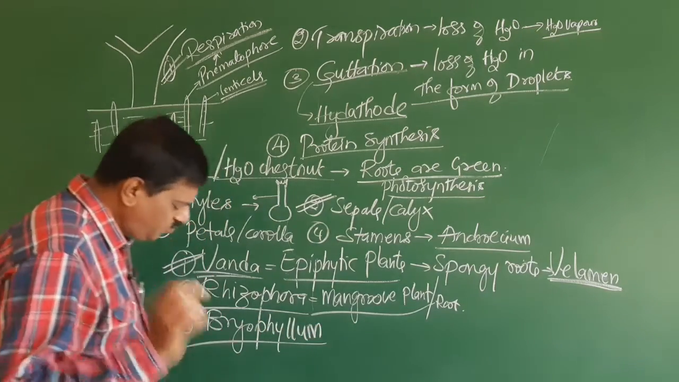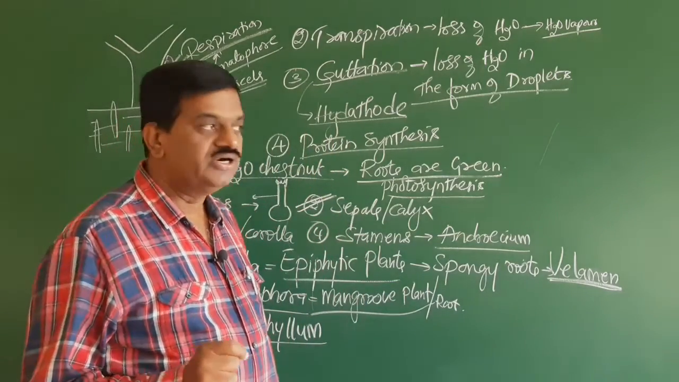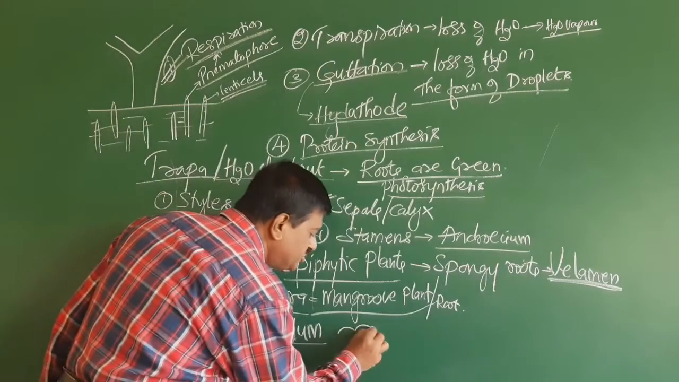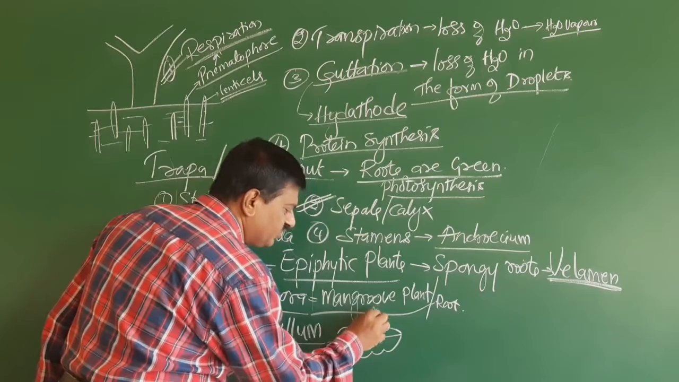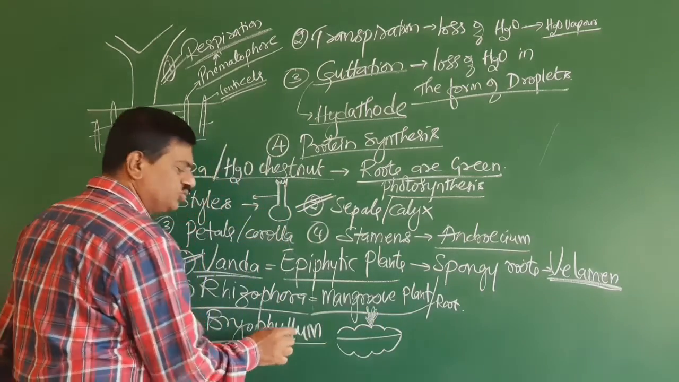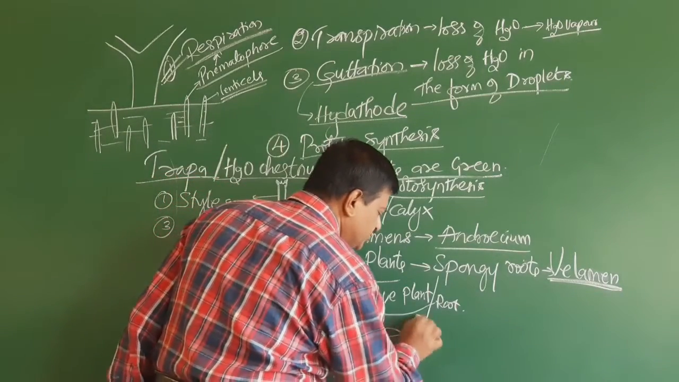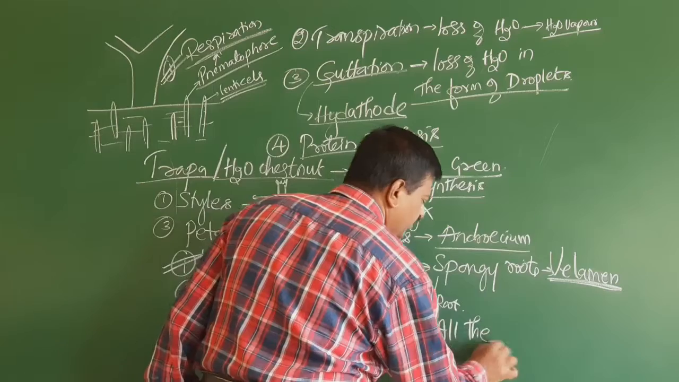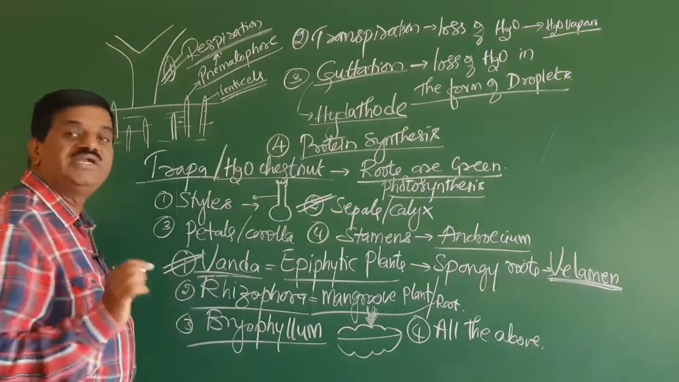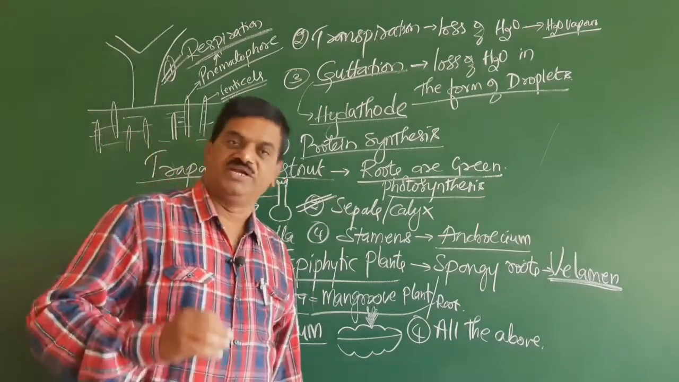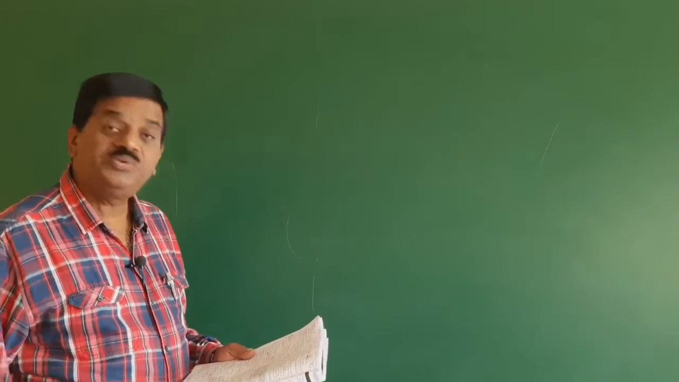So this Bryophyllum is nothing but a leaf that helps in reproduction. Here in the Bryophyllum, the margins of the leaf help in reproduction. From here new plants arise. So this is called Bryophyllum, but this is not the answer. The fourth option is all the above, so this is not the answer. The right answer is Vanda. This is an epiphytic plant. So we go for the next question, the 28th question.